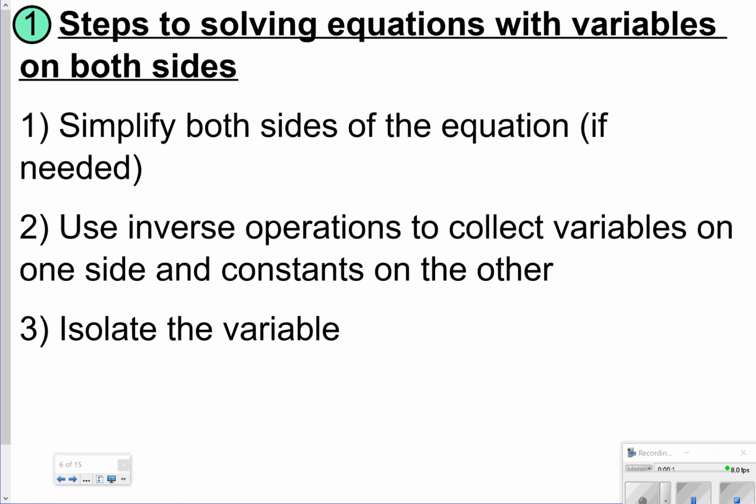The first thing we want to write down are the steps to how to solve whenever you have variables on both sides. The first thing you need to do is make sure you simplify both sides of the equation if needed. That would mean the distributive property or combining like terms.